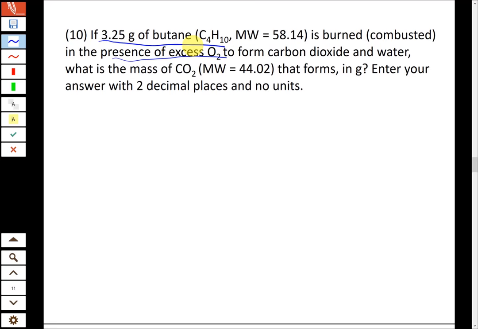But we do need to start with a balanced chemical equation. So it's going to be butane, which is C4H10. And then we should be familiar with combustion reactions by now, although they will always be described to you if you need to produce one.